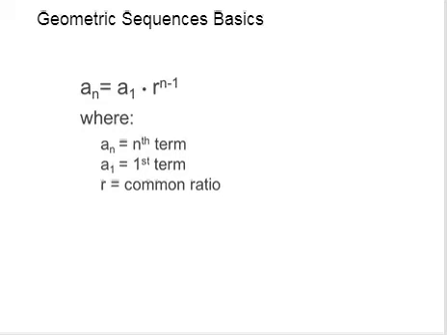The topic that we are going to discuss in today's video is Geometric Sequences Basics. A geometric sequence is nothing but a sequence in which the ratio of consecutive terms is constant. First, let us focus on what is common ratio.